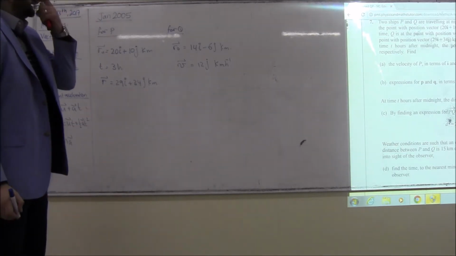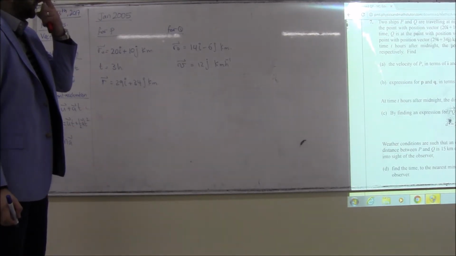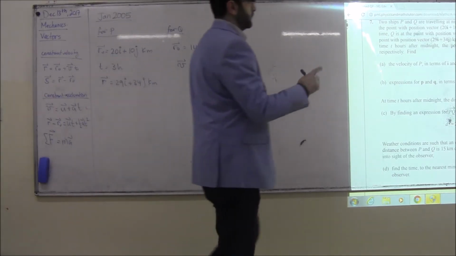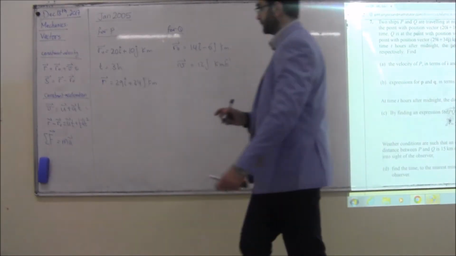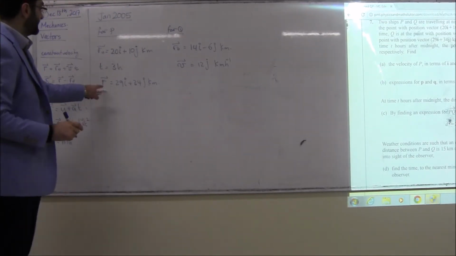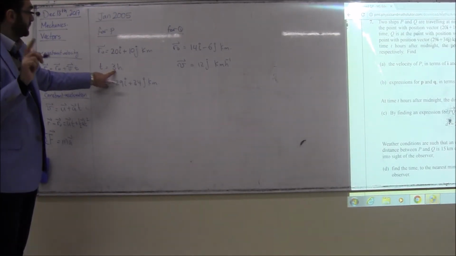At 3 hours after midnight, the position of P and Q is what? PQ, right? And which means this is the final position of P, final position of Q. Yes, we have this 3 hours later. This is T.